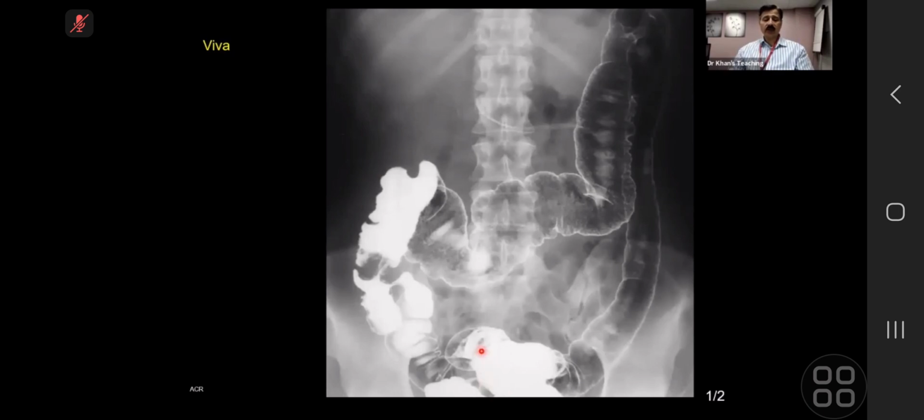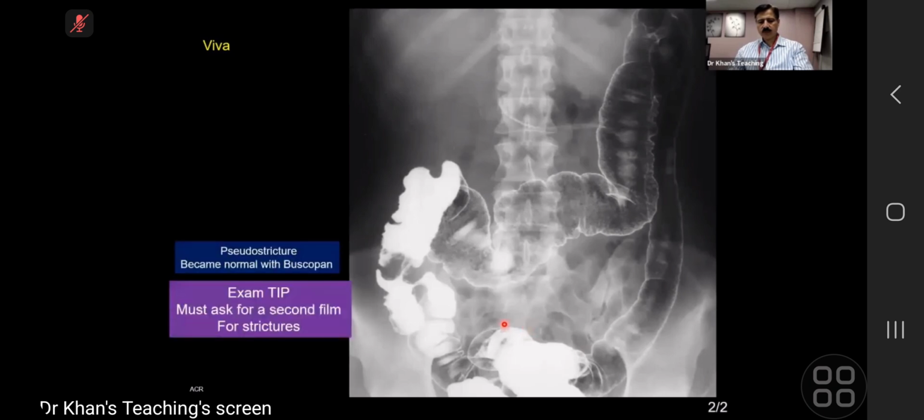I'm going to now tackle this film to teach you the teaching points on it. First of all, whenever you get a barium examination, stomach or large bowel, small bowel, and you see some stricture or something, you have to ask the examiner that you want to confirm it on a subsequent film. Please remember this is standard practice in barium films.